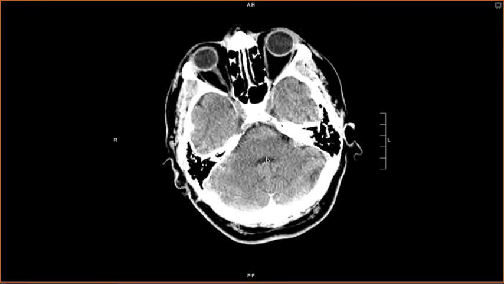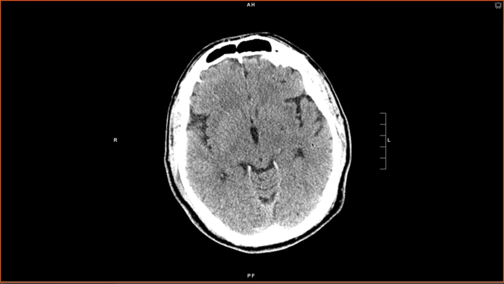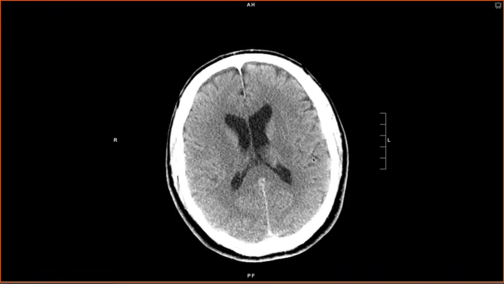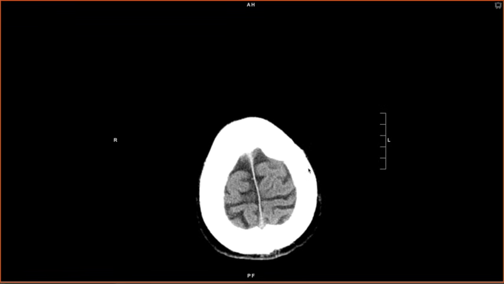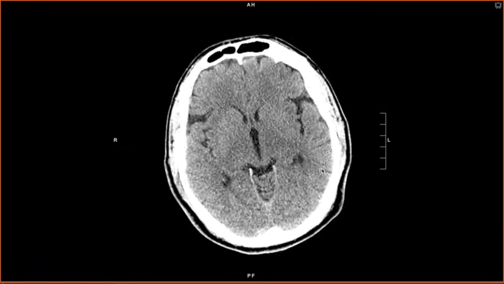Okay, then we're going to take a scroll through to look at the sulci, specifically again for subtle locations of blood like the posterior portion of the Sylvian fissures here, and any subtle blood in the sulci more superiorly. And we don't see any hemorrhage.